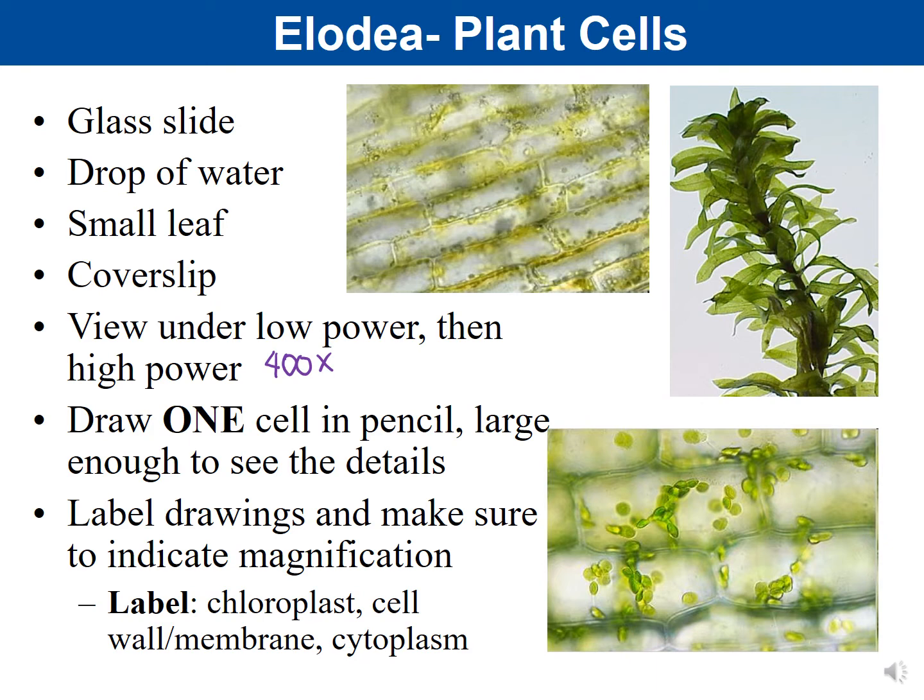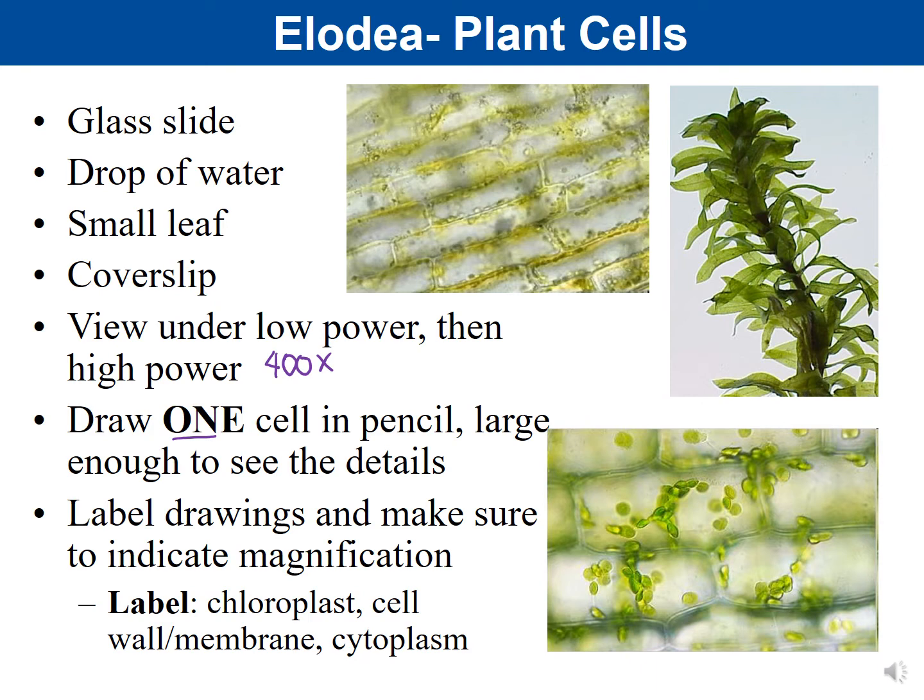And what you're going to do for this in your lab is draw one cell in pencil, so do this in pencil, large enough to see the detail. And you want to make sure to label your drawings and make sure to indicate the magnification. So you would want to indicate your magnification should be 400x, and you need to label several parts. So we have our chloroplast, we have our cell wall and our cell membrane, and we have our cytoplasm.